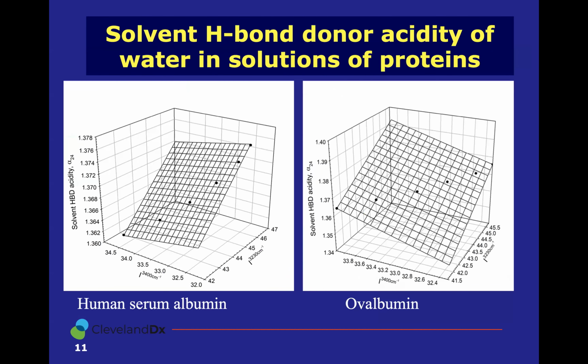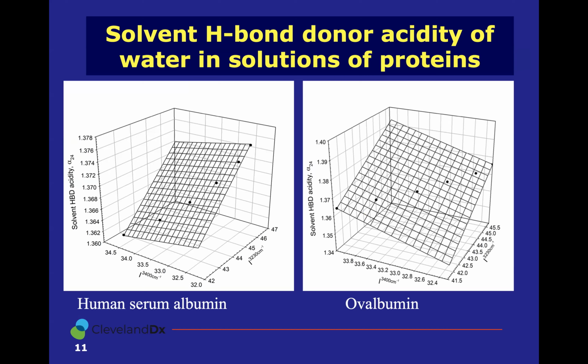And here is basically for different proteins where we could measure hydrogen bond donor acidity of the solvent, how it changes in protein solutions. They are very strongly related to this arrangement of hydrogen bonds. Basically, here both examples are component 3 and component 2 Gaussian curves.